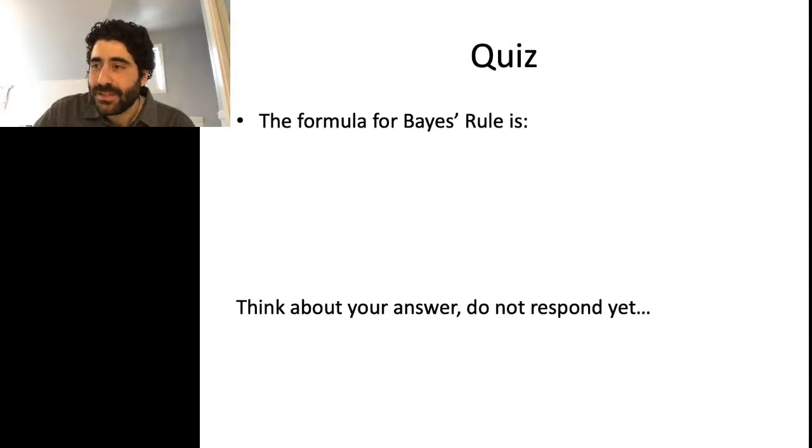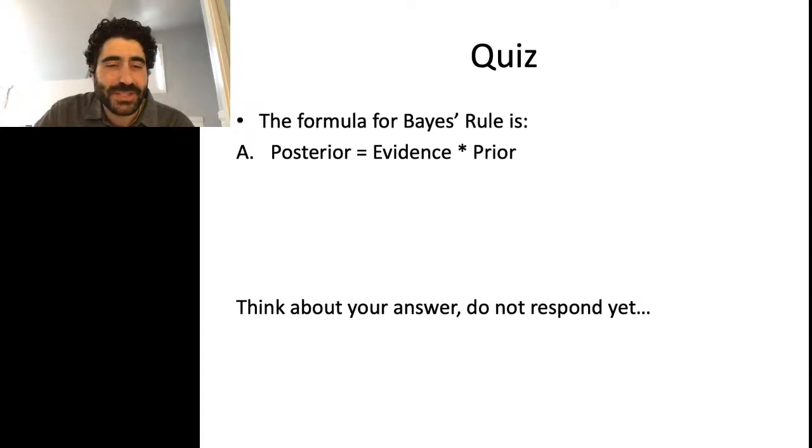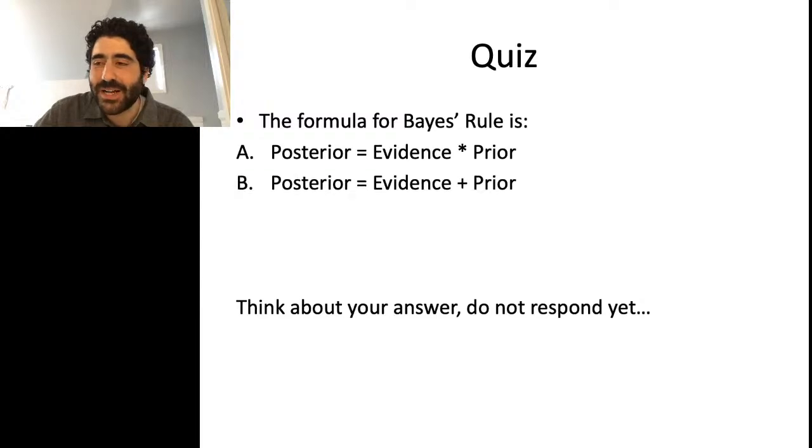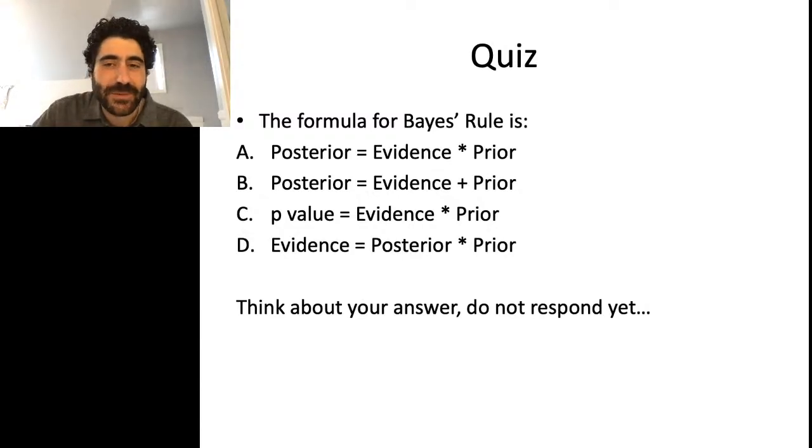Okay. So just conceptually, the formula for Bayes' rule is: A, to get a posterior, we multiply evidence times prior. B, to get a posterior, we add evidence and prior. C, to get a p-value, we multiply evidence and prior. Or D, to evaluate our evidence, we multiply our posterior and our prior.